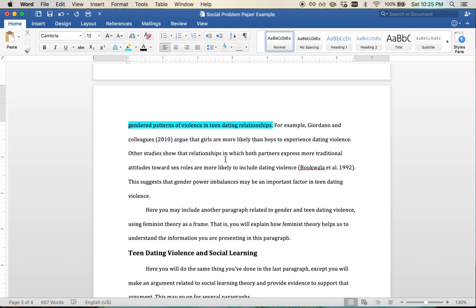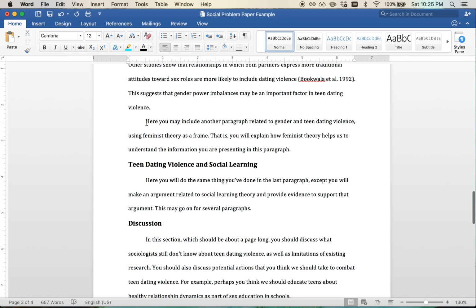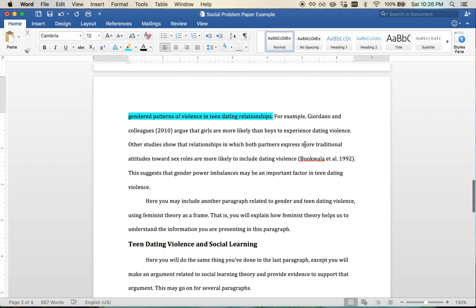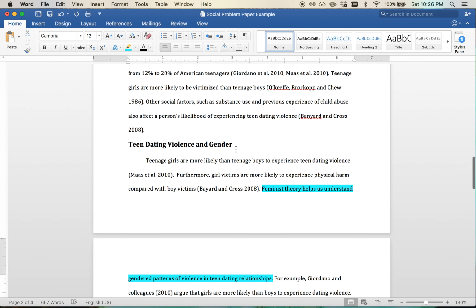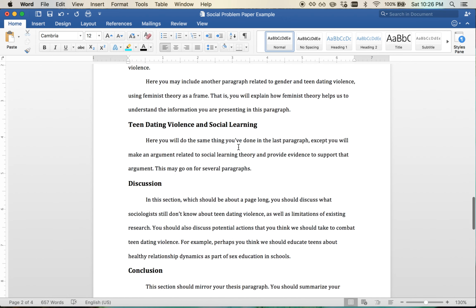violence. And then I've just included a placeholder. So here you could include another paragraph which deals with feminist theory. For example, you might talk about how boys are more likely than girls to experience verbal abuse, or boys are less likely than girls to report abuse. Other facts related to teen dating violence and how feminist theory helps us understand them. But these will all be paragraphs within this overarching section of teen dating violence and gender.